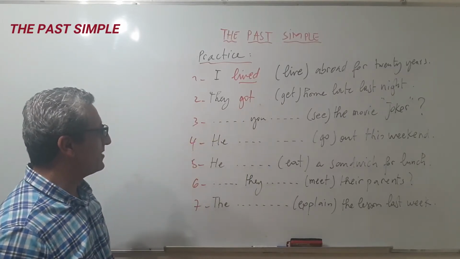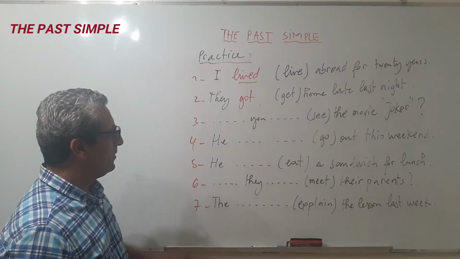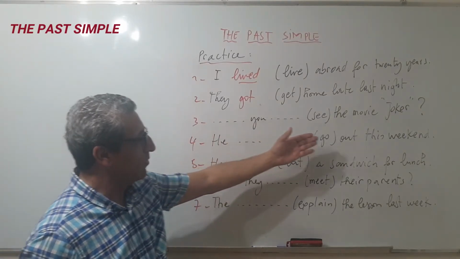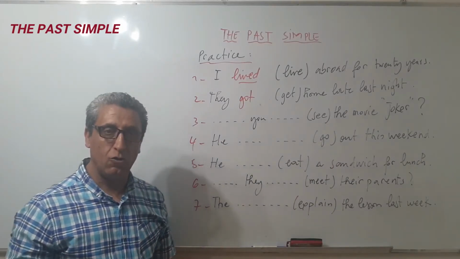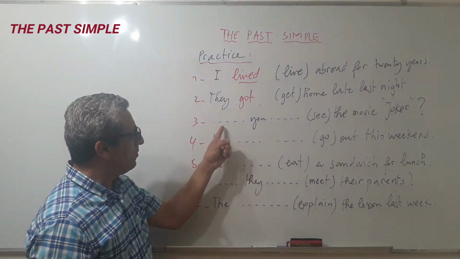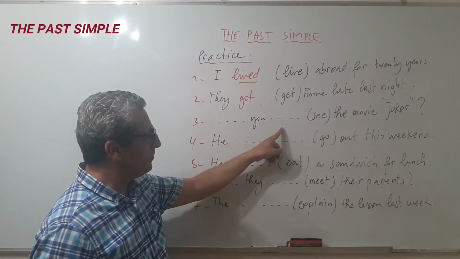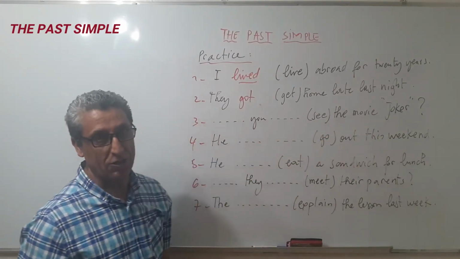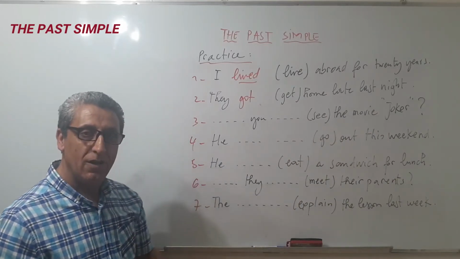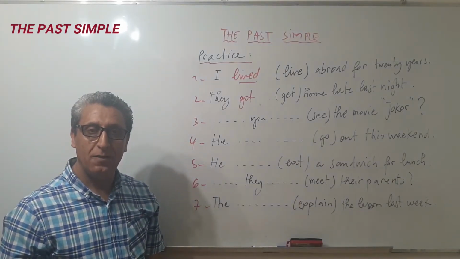Now look at sentence number 3. There is a question mark, which means that it is a question, an interrogative form. You see the movie Joker? It is a question. So remember, how do we form the interrogative form?